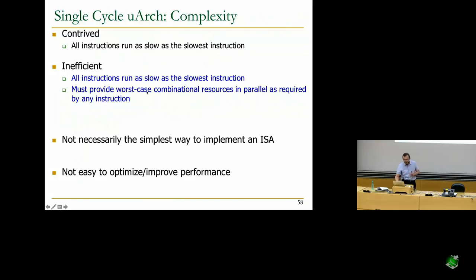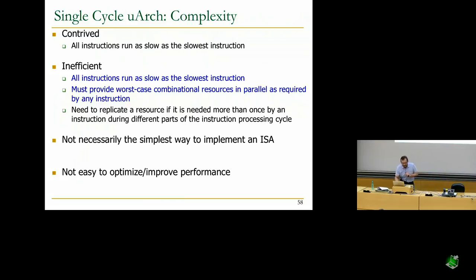But basically, you must provide the worst-case combinational resources in parallel as required by any instruction. If the instruction requires 2 accesses to memory, you need to have 2 types of memory. If the instruction requires an address computation and something else, like a branch condition computation, you need to provide 2 adders, 2 ALUs. That's actually expensive real estate. Whereas if you did things in multiple different cycles, then you could get away with a smaller and simpler design, as we will see. So you need to replicate a resource if it's needed more than once by an instruction during different parts of the instruction processing cycle.